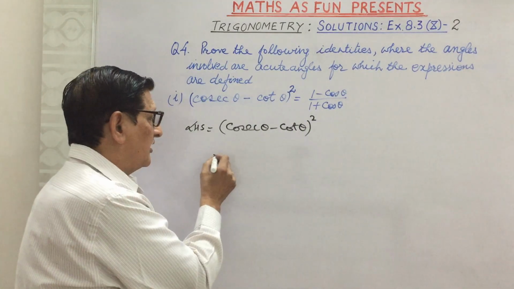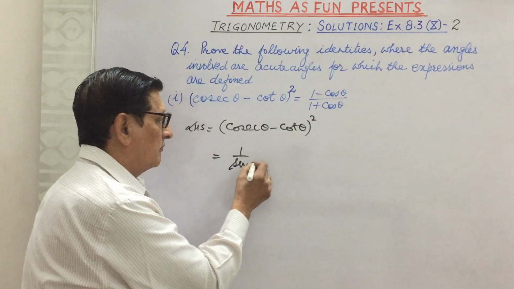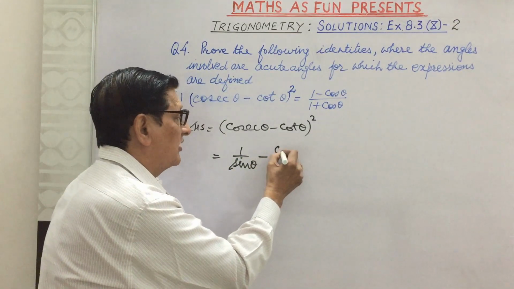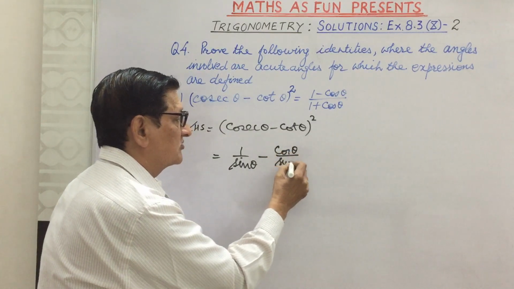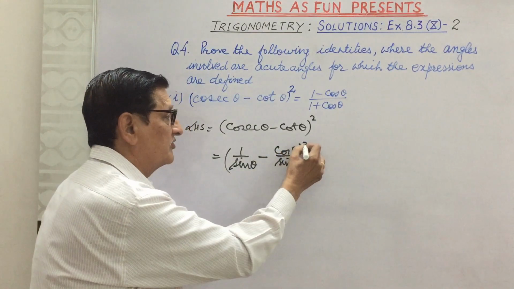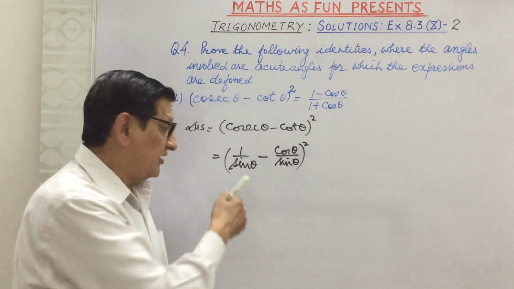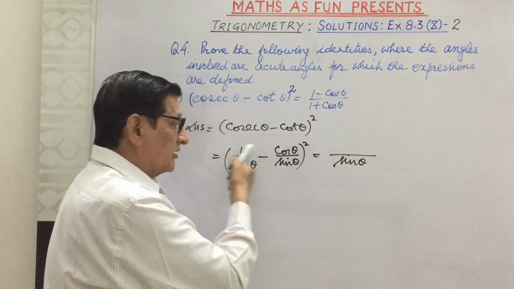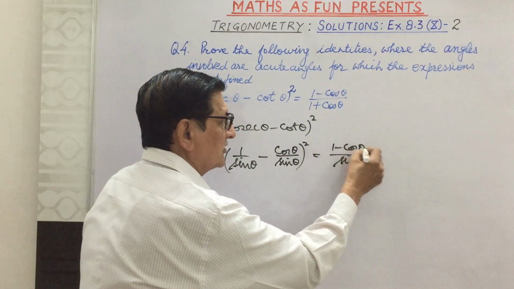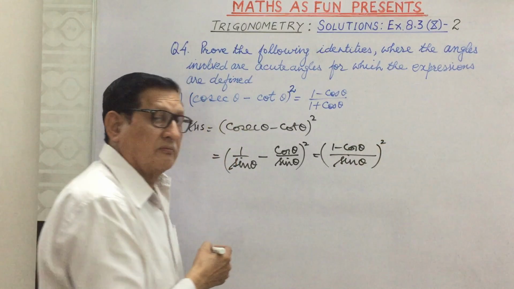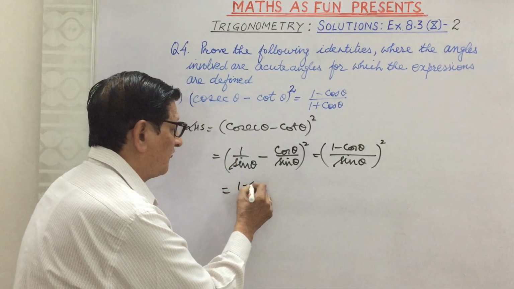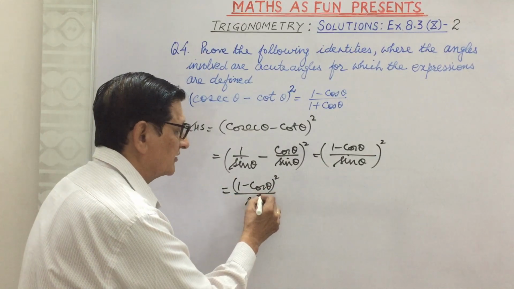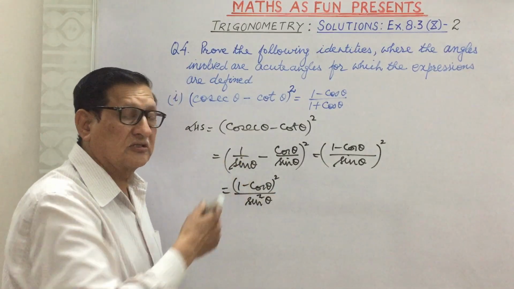We know that cosec theta is 1 upon sine theta. And also we know that cot theta is cos theta upon sine theta. So we apply it here: 1 upon sine theta minus cos theta upon sine theta, the whole square of this. If we take the LCM here, sine theta, then the numerator will be 1 minus cos theta, the whole square of this. The numerator is the square of 1 minus cos theta, and the denominator the square of sin theta, which we can write as sin square theta.